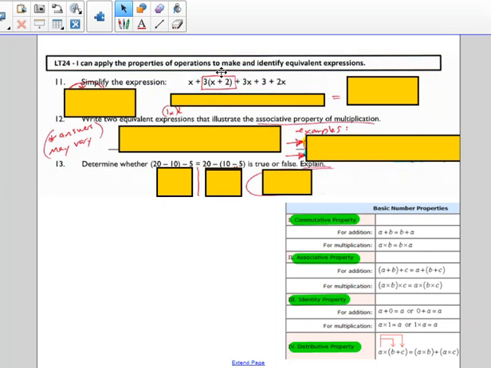Now, I put a little box around this part first because when you see this, you should think I need to distribute first. I need to multiply what's outside by both of the terms inside. So over here, I did that. I did 3 times x, and I get 3x. I did 3 times 2, and I got 6. So this is really equivalent to 3x plus 6, just this part right here.